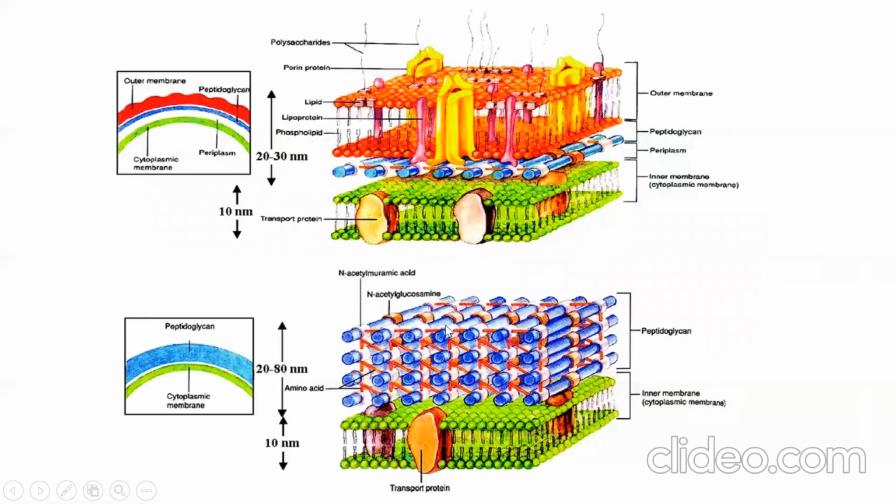Again, we can see here, this is the gram-positive, so a large amount of peptidoglycan is present, and this is the cytoplasmic membrane. Here in the gram-negative one, we can see a much lesser amount of peptidoglycan, and this is the outer membrane, and here lipopolysaccharides are present, and one periplasmic space is present here.